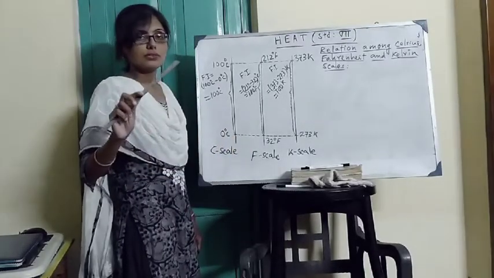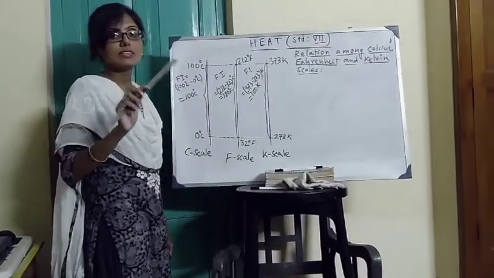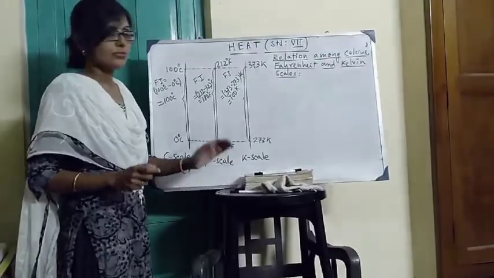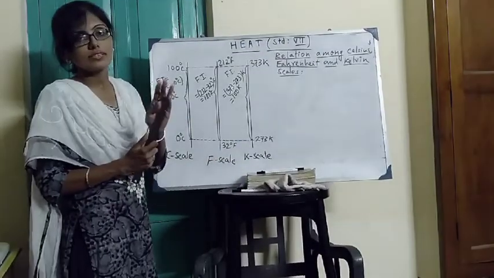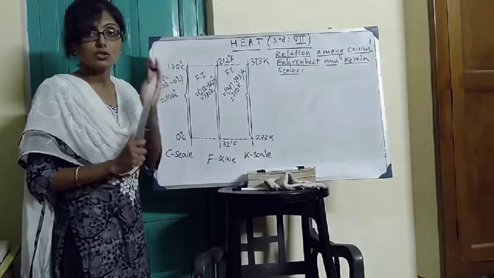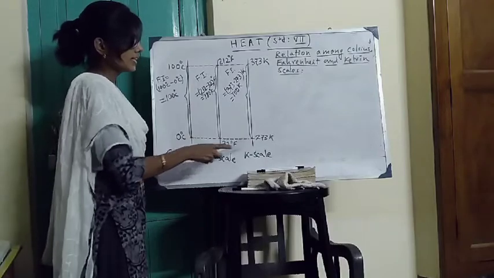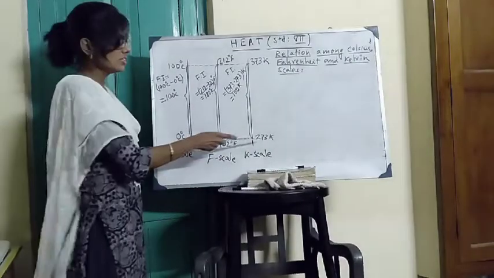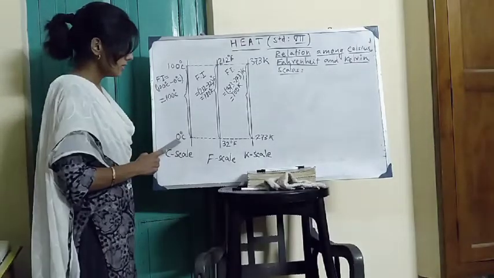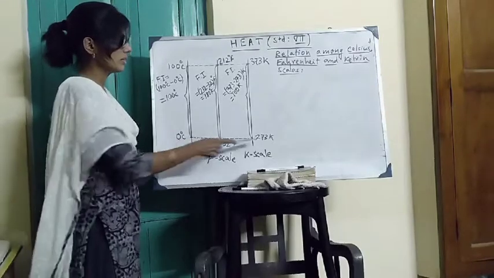The freezing point of water, means the temperature at which water turns into ice. Clear? Since the temperature at which water turns into ice is a fixed temperature, means the temperature is constant, so 0 degree centigrade, 32 degree Fahrenheit and 273 Kelvin, these three temperatures are same, but only the numerical values are different. Numerical values means here 32, here 0 and here 273.